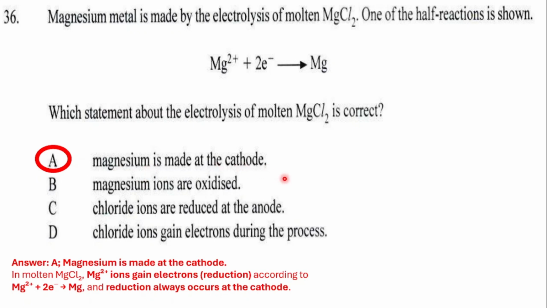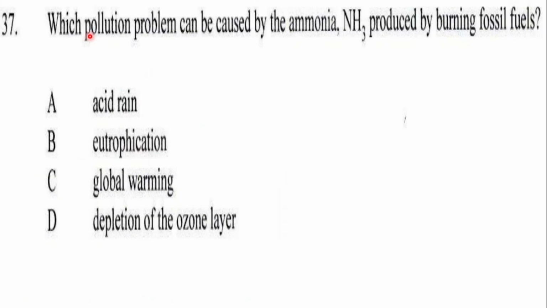All right, let's move on to question number 37. And it says, which pollution problem can be caused by the ammonia, NH3, produced by burning fossils? Is it acid rain, eutrophication, global warming, or depletion of the ozone layer?